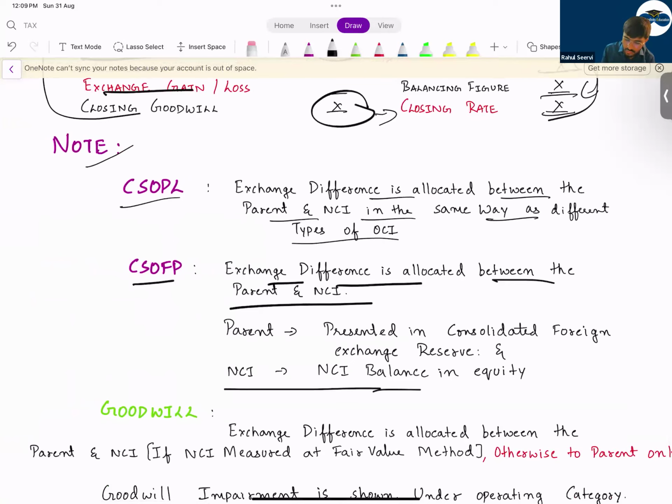For NCI, what do you do? For NCI, you reduce the value from the NCI value. For the NCI, whatever is the exchange gain or loss which belongs to NCI, in step number 4, you will reduce it. But for the parent, what will you do? For the parent, you will present it in a separate line item known as what? Consolidated foreign exchange reserve. Foreign exchange reserve.